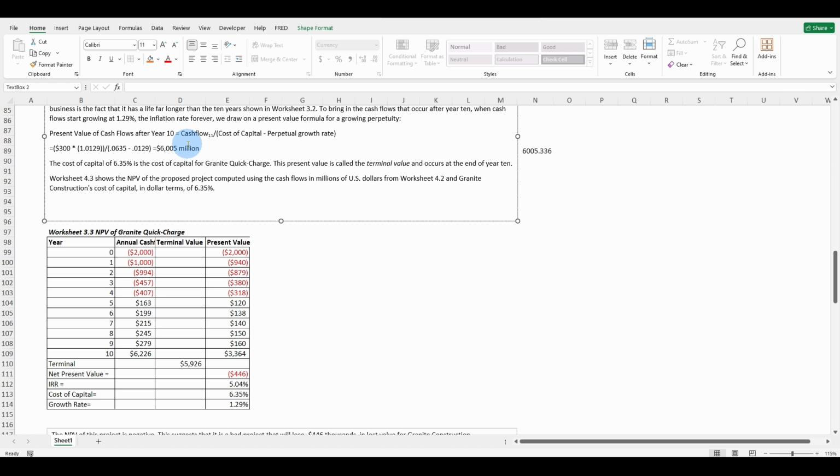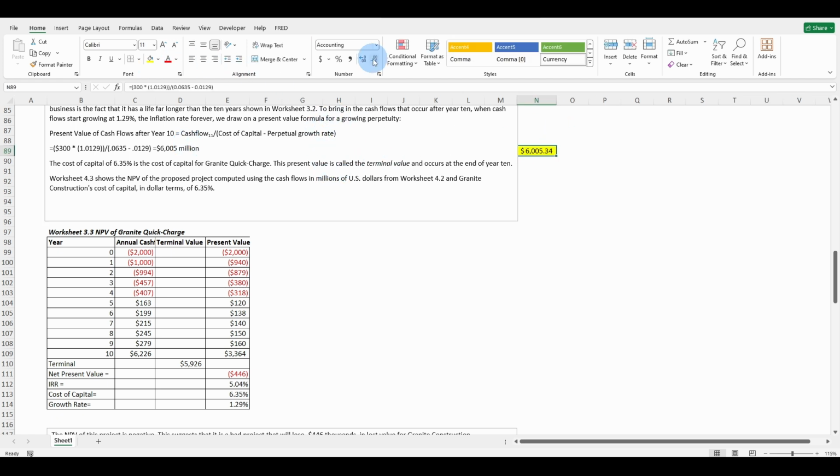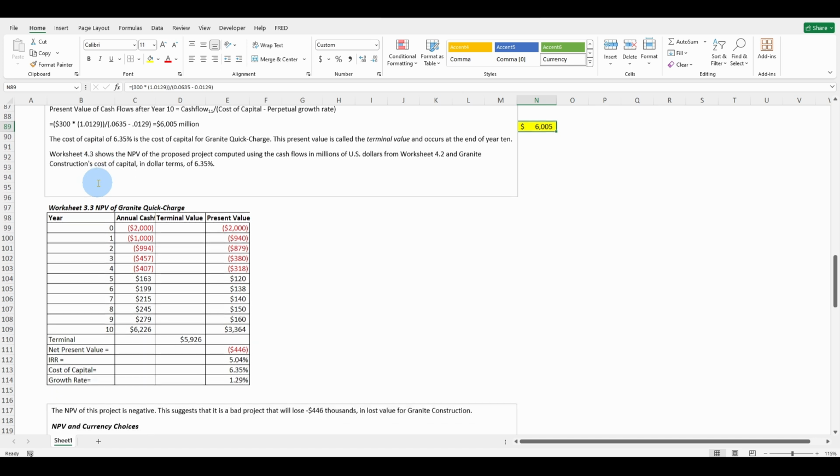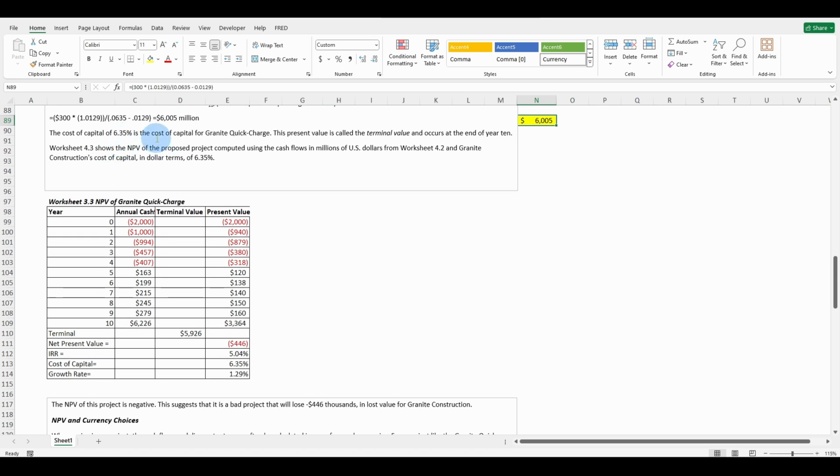It's called the terminal value. We can call it perpetual, but this is the terminal value. For the majority of companies, that's where the value is generated. The cost of capital of 6.35% is the cost of capital for Granite Quick Charge. This present value is called the terminal value and occurs at the end of year 10.